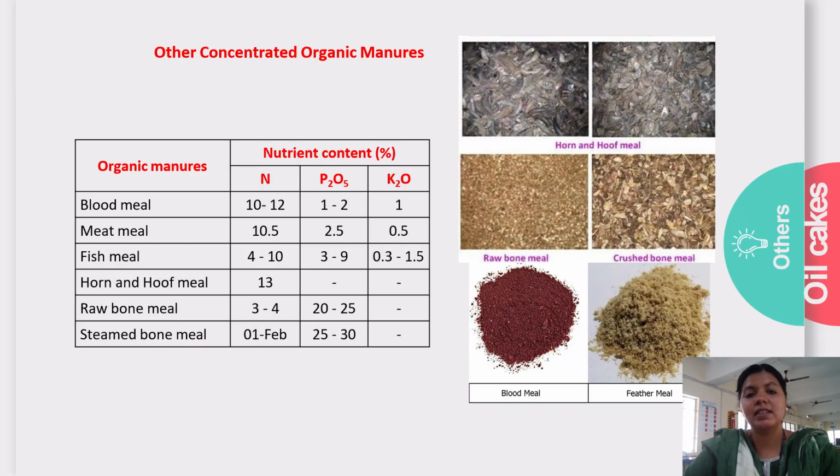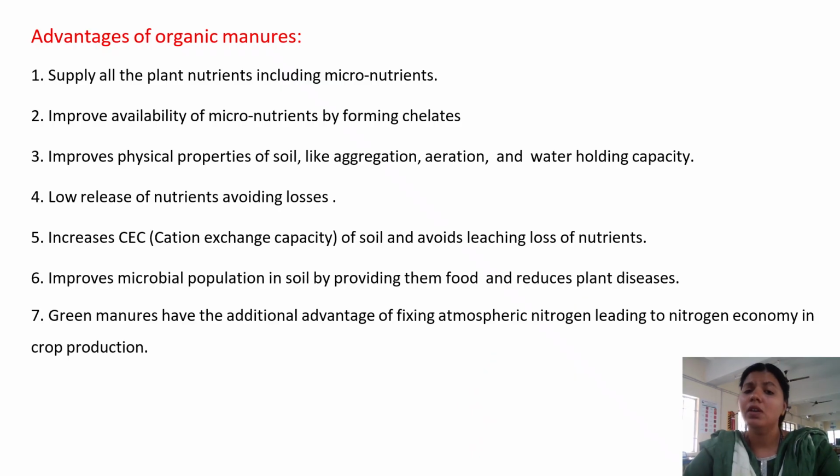And these are some of the other concentrated organic manures and their nutrient content: blood meal, meat meal, fish meal, horn and hoof meal, raw bone meal, steamed bone meal. These are some of the concentrated organic sources. Till now we saw what manure is, what the different sources of organic manures are, and the different types of organic manures available. Now let us conclude our session with the advantages of organic manures.